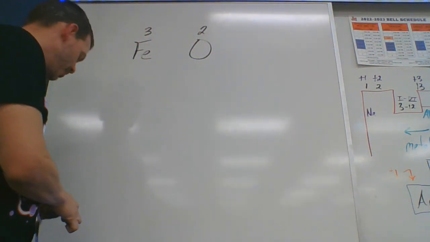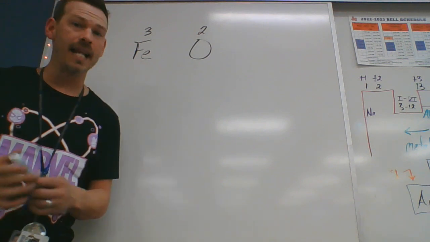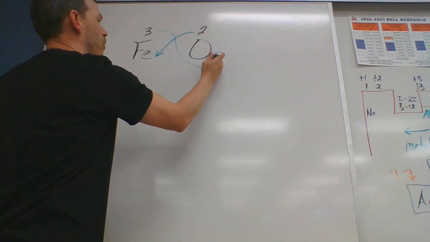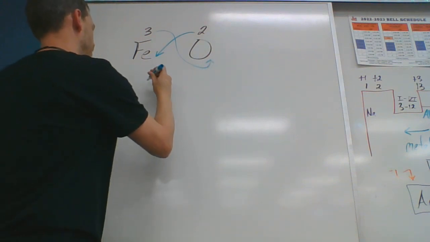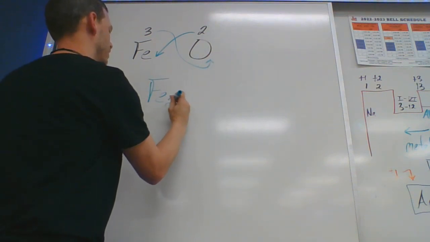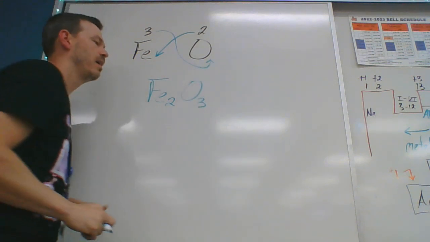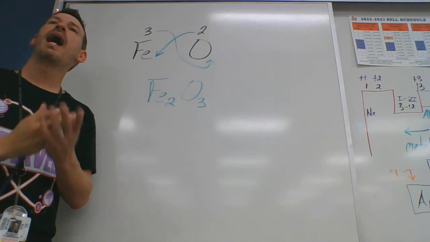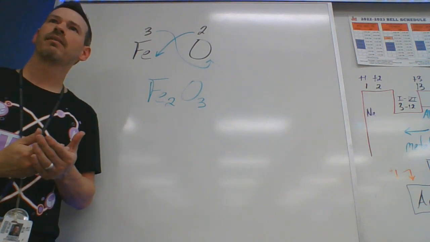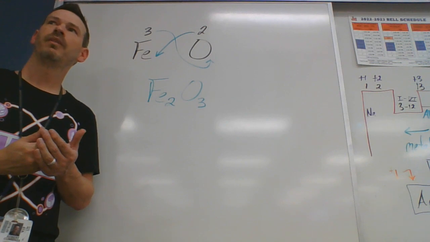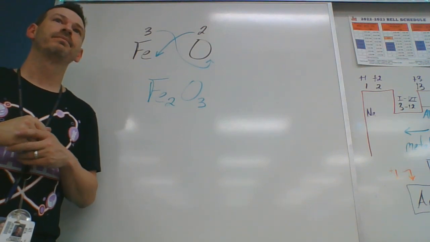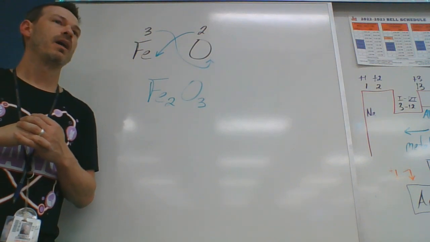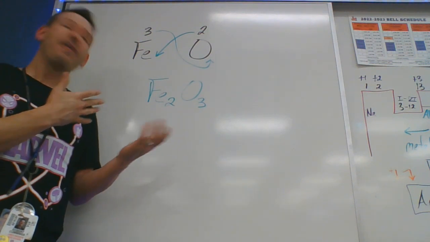Can I cross those numbers as is? Yep, they cannot be reduced. So the 2 goes there and the 3 goes there. This is iron 3 oxide. Does anybody know the common name of it? Rust. It's rust. Now it's easy, right? There was nothing new there.